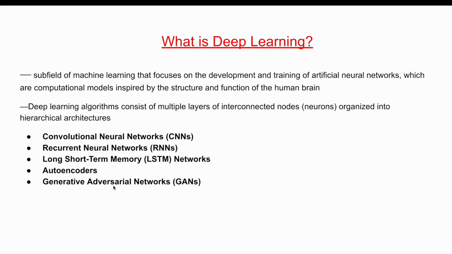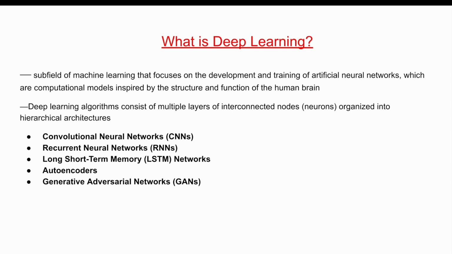And then we have generative adversarial networks. These are a type of deep learning architecture that consists of two neural networks, a generator and also a discriminator. They are trained simultaneously through a competitive process. Generative adversarial networks are used for generating realistic synthetic data, image to image translation, and also other generative tasks.